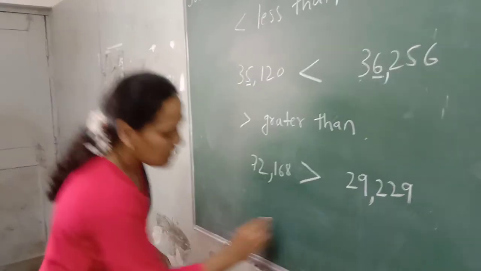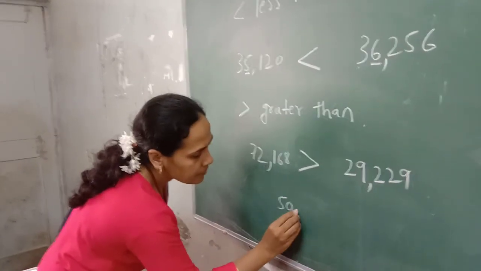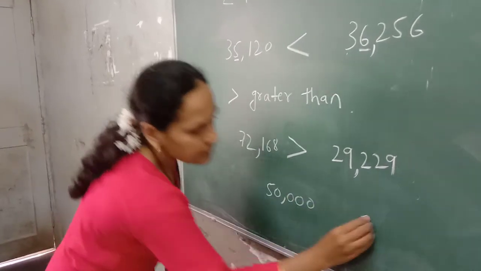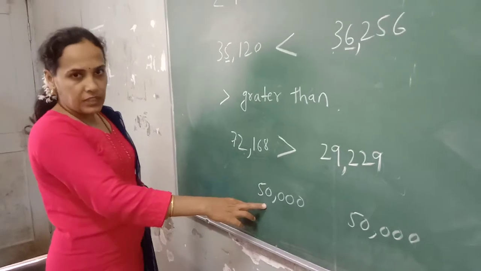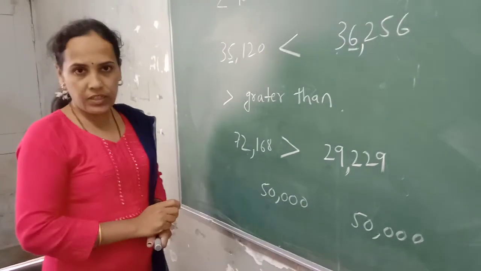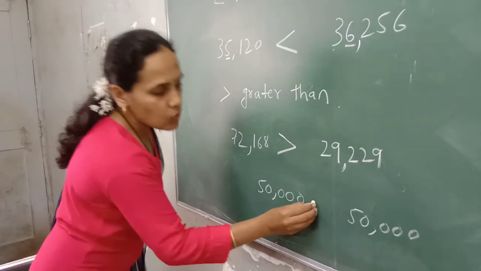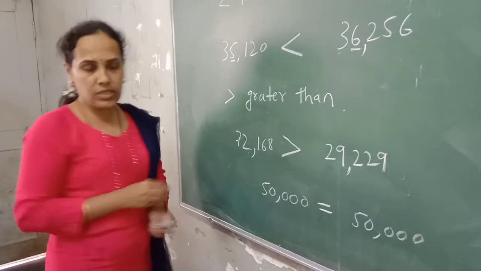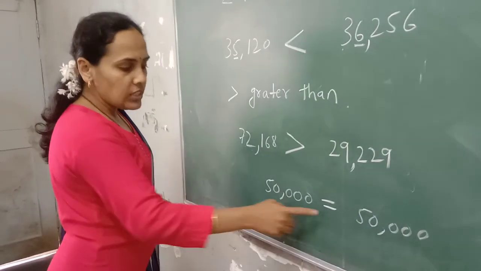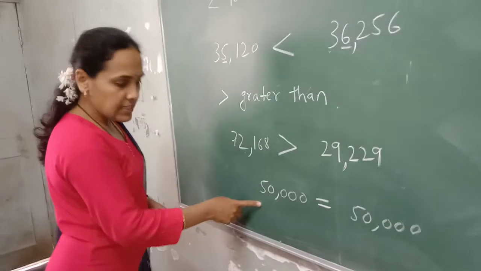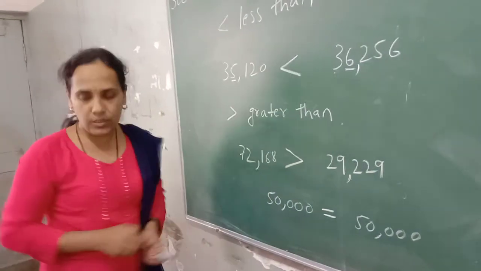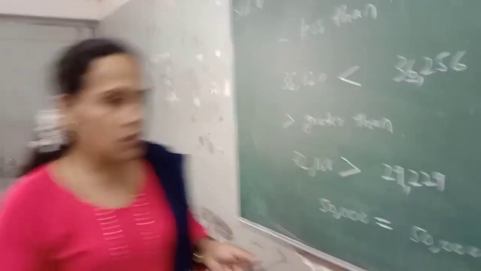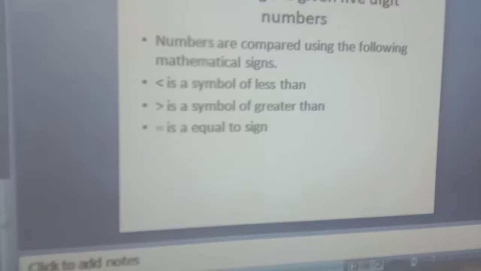Now here this is 50,000, this is also 50,000. Both the numbers are the same, so what sign can we use here? The equal to sign. If all the digits of the first number and the next number are the same, then we have to use the equal to sign. This is how you can compare any two 5-digit numbers.